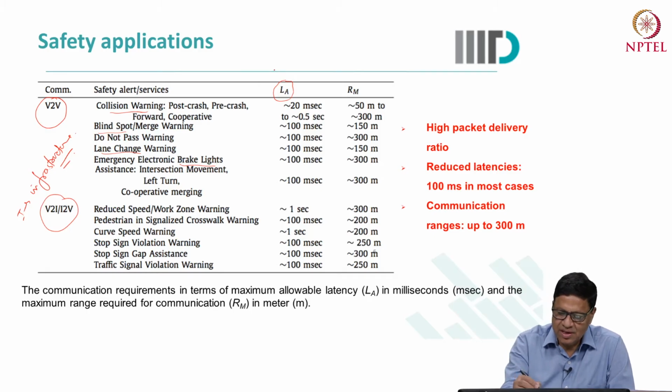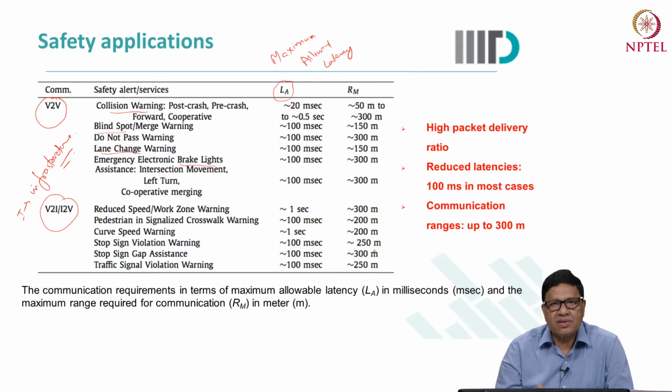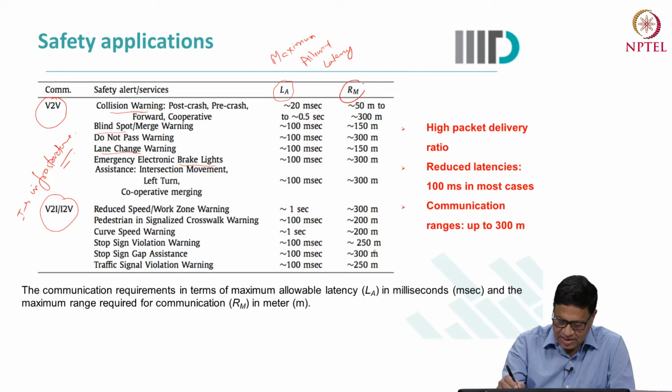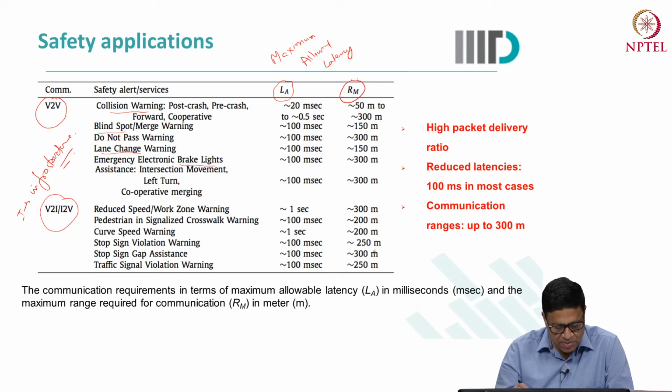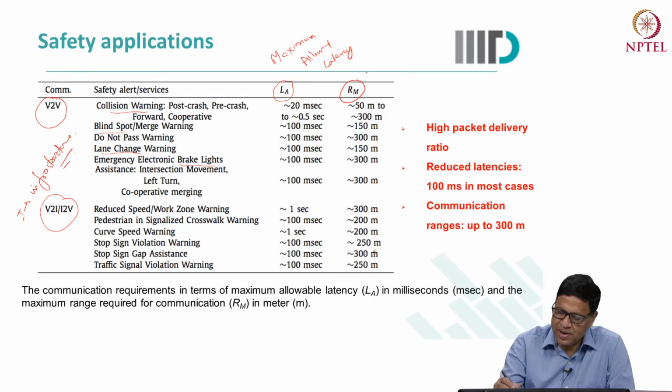So this is maximum allowed latency. You need to process this information within this time. And this RM actually tells you what is the maximum range required for communication. Maximum range required for communication.